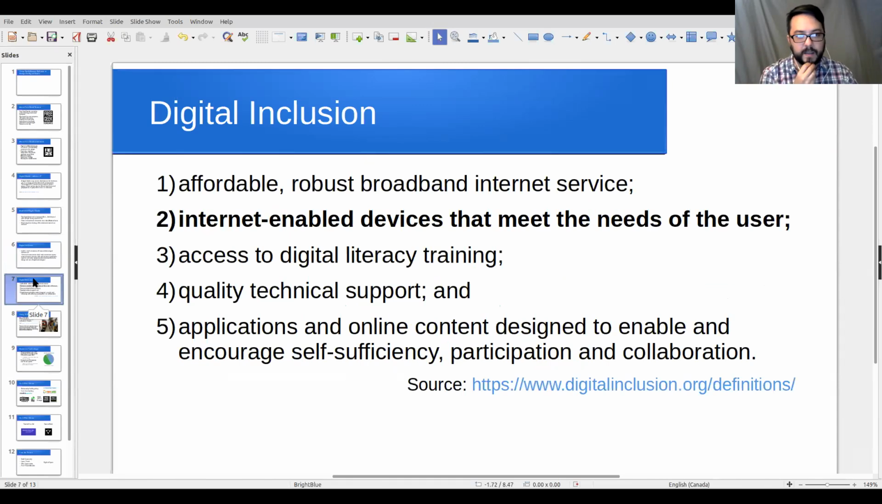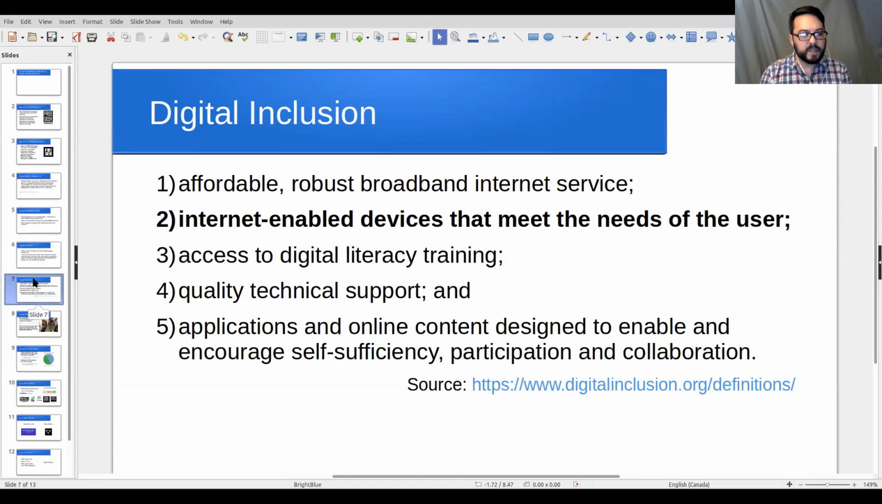When we look at the five things that make digital inclusion important, we really focus on the second one, internet-enabled devices that meet the needs of the user. That's what's most important, because there are lots of hack labs and other groups that come together to reclaim old technology, retro gaming, and that kind of thing, that are really more hobby focused.